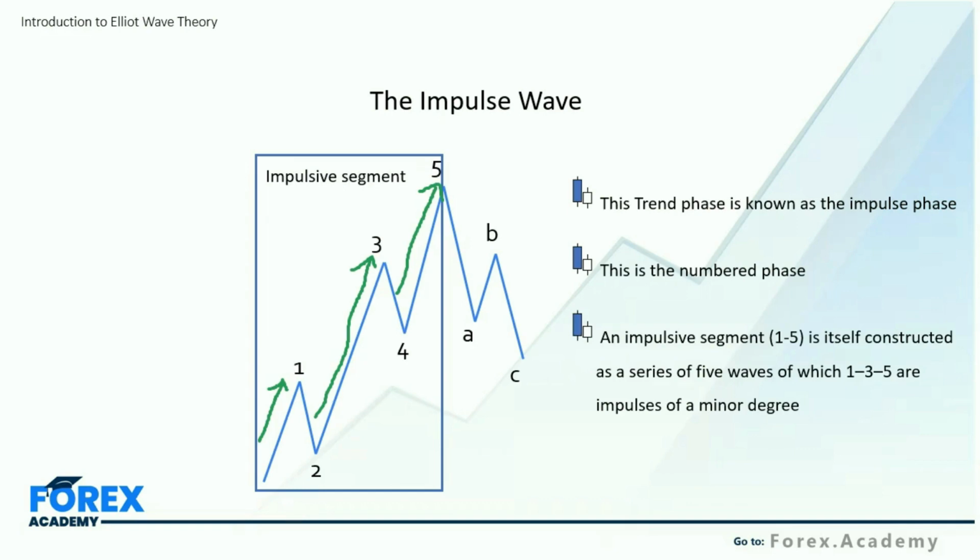And an impulsive segment, 1 to 5, is itself constructed as a series of 5 waves, of which 1, 3, and 5 impulses are of a minor degree. So we're experiencing a nice sizable move in price action from the low to the outright high, and we're able to identify with our understanding of this impulsive segment or the impulse waves potentially tradable opportunities within that. Okay, so that's just a little bit about the impulse wave.